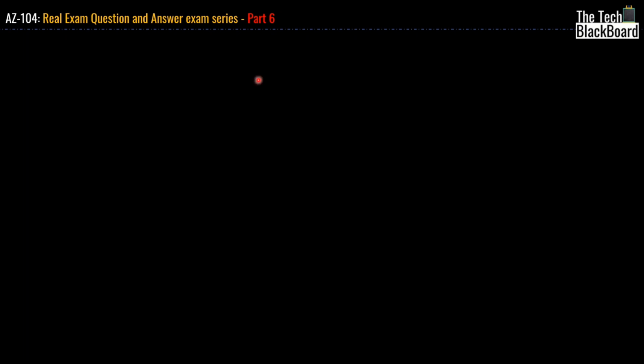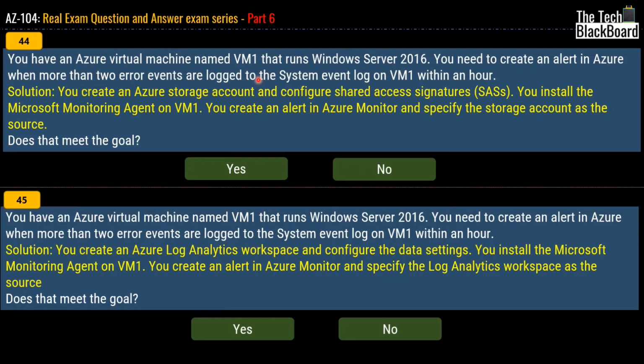Now let's talk about alerts and logging in Azure, and the same is presented in question number 44 and question number 45. Let's read question 44. The question says that you have an Azure virtual machine named VM1 that runs on Windows Server 2016. You need to create an alert in Azure when more than 2 error events are logged to the system event log on the virtual machine within an hour. The solution given here is that you create an Azure storage account and configure shared access signatures. You install the Microsoft monitoring agent on VM1. And then you create an alert in Azure Monitor and specify the storage as the source. Does this meet the goal?